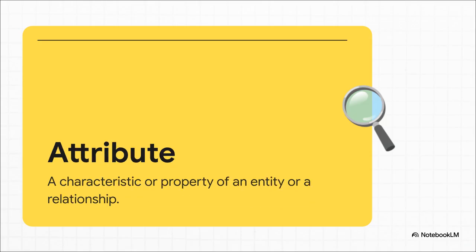And finally, we need our adjectives. We need to describe our nouns and verbs. These are the attributes. They're the specific details and properties of an entity. So if our entity is student, the attributes are things like student_ID, name, and major. For a product, it might be price and weight. This is the actual data we're trying to capture.